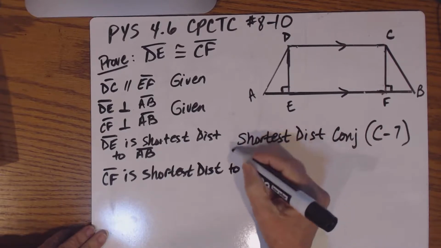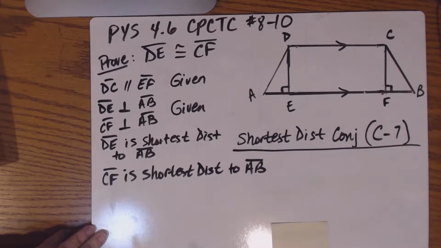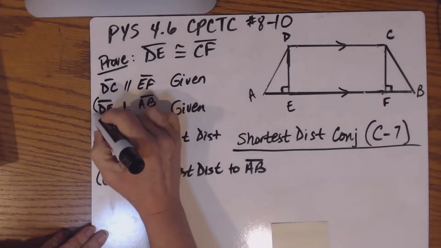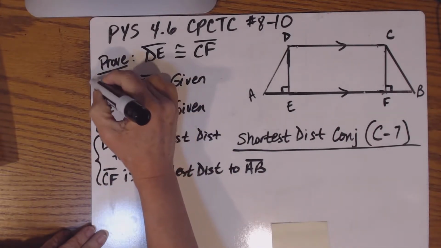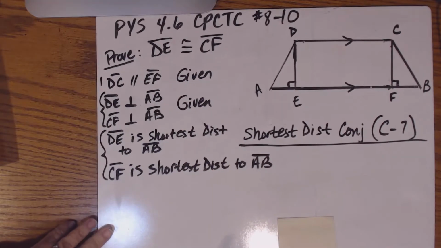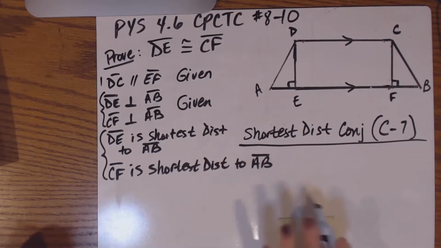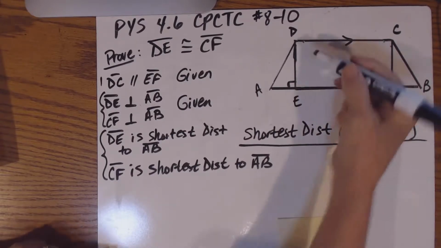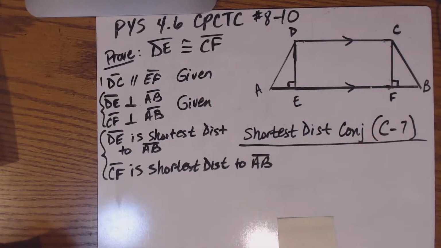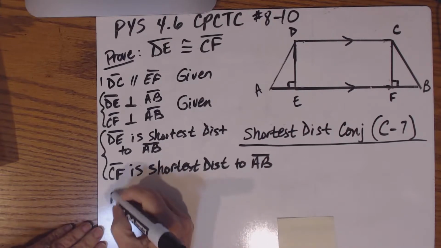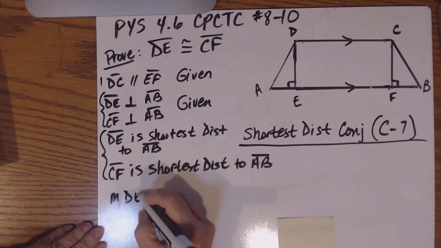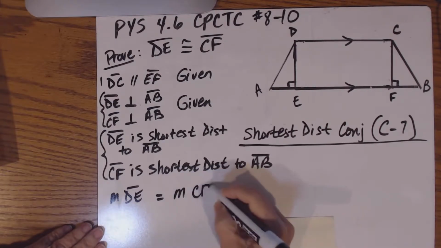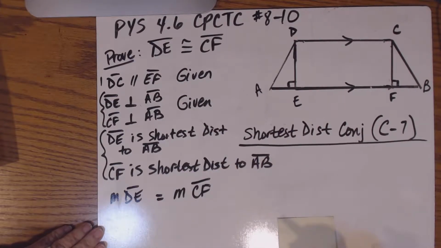All right, and this here will justify those two statements. I would make these in one step, and then this would be one step, okay? So now I have to ask you, what does that tell us? Well, that tells us that the measures of these two segments are going to be the same. If they're the shortest distance, then the measure of DE is the same as the measure of CF, okay?